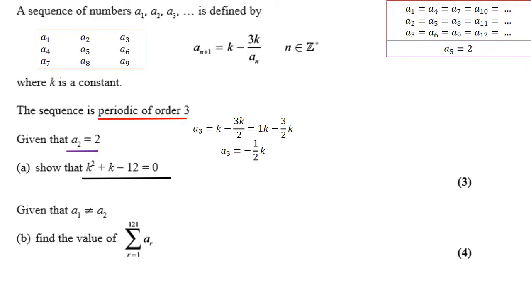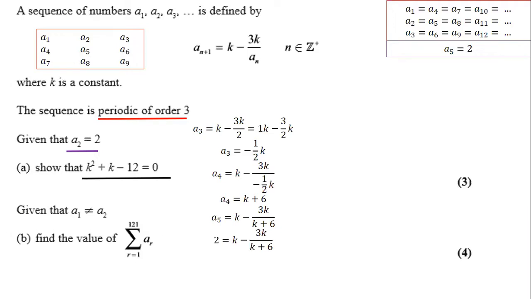Then I can sub that back in to get A4. So A4 is K, take away 3K over minus a half K. Well, the K's cancel out on that fraction, and my minus 3 over minus a half is plus 6. So A4 is K plus 6. And I can sub that back in to get A5. So A5 is K, take away 3K over K plus 6. But we know that A5 is 2, so that little expression has to equal 2.